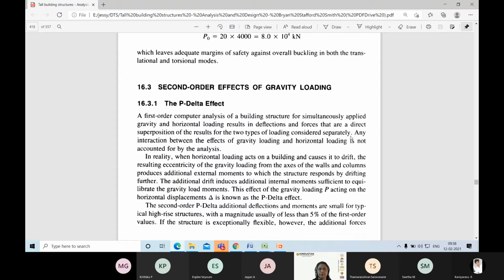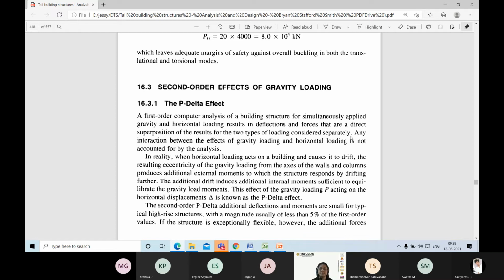First order analysis is what we have been doing every time in your analysis subjects. You calculate either for a gravity loading or for a lateral loading, you find out the deflection and the forces. Whether you use the slope deflection method, moment distribution method, or whatever analysis method you follow, that is known as first order analysis of the structure. You just get the deflections and forces by direct application of either a gravity load or a horizontal load, or we superimpose them. That is the meaning of first order analysis.